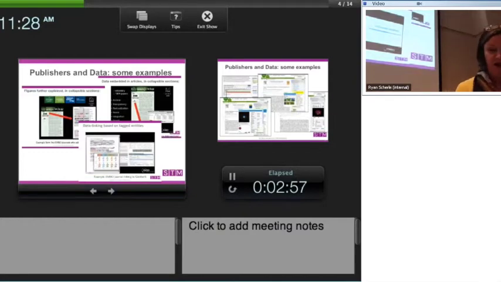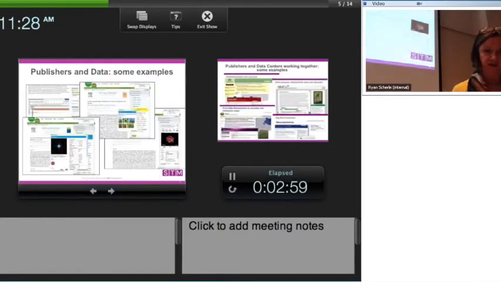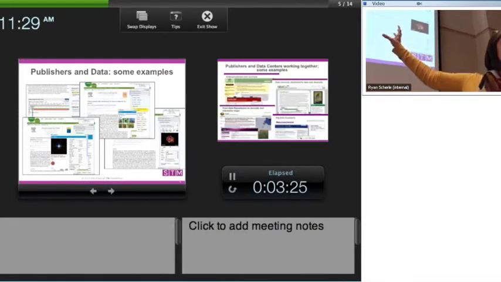Here is an Elsevier example. Elsevier is now working with something like 40 or 50 data archives, and they've put a lot of effort into making this data interactive in the paper. For that, they employ data viewers. You see different data viewers, for example, on the bottom left, there's one in astronomy. So you can look up the data that was used for the paper in a data viewer.